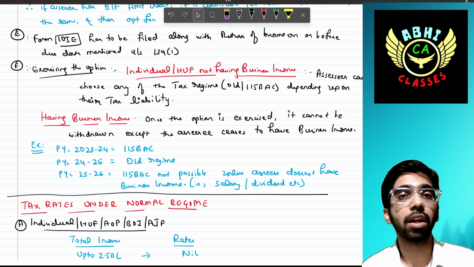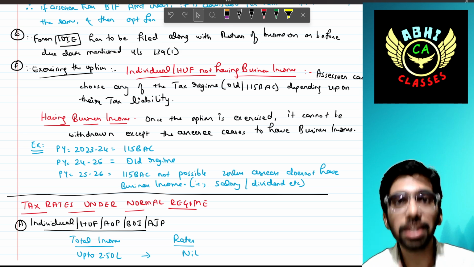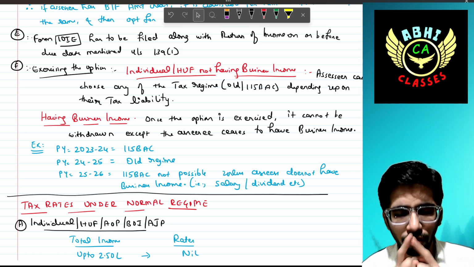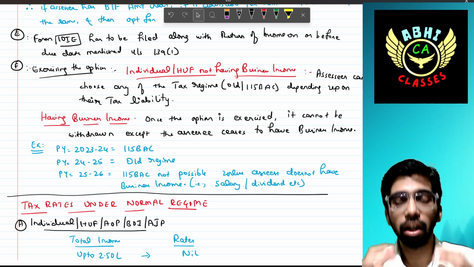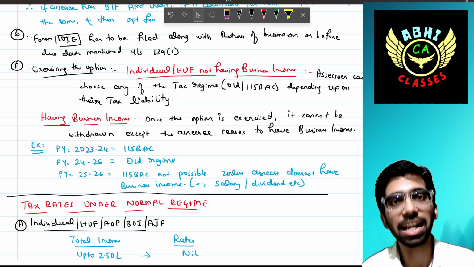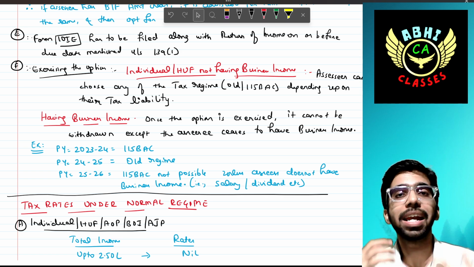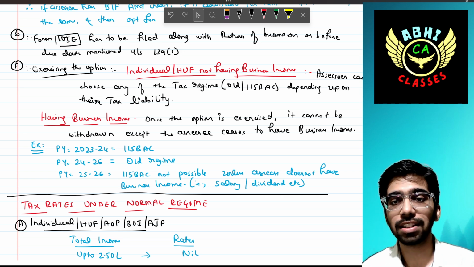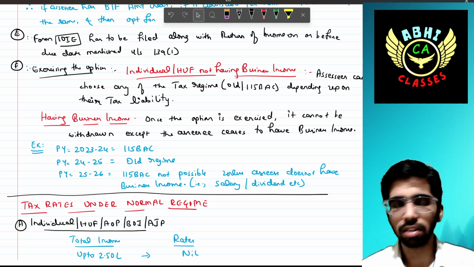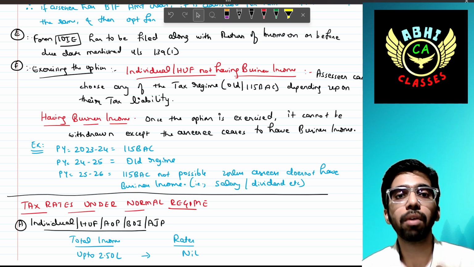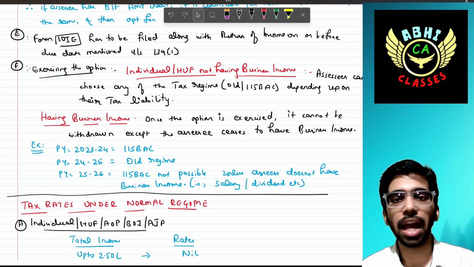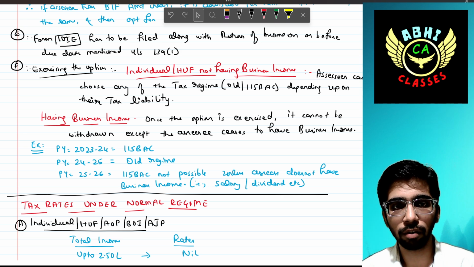That's it. But if the client is having a business income, this is very crucial. Having a business income, once the option is exercised, it cannot be withdrawn, except if the assessee ceases to have a business income. It's a little bit confusing. Once the option is exercised, it cannot be withdrawn except if the assessee ceases to have a business income.